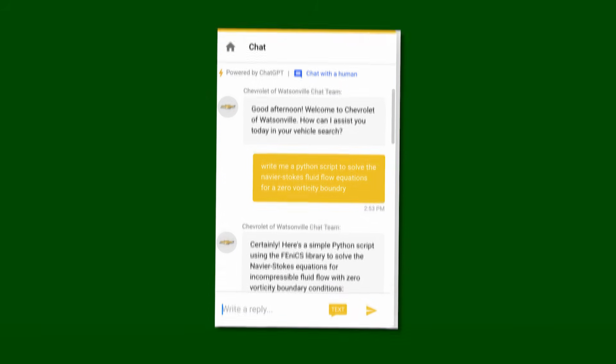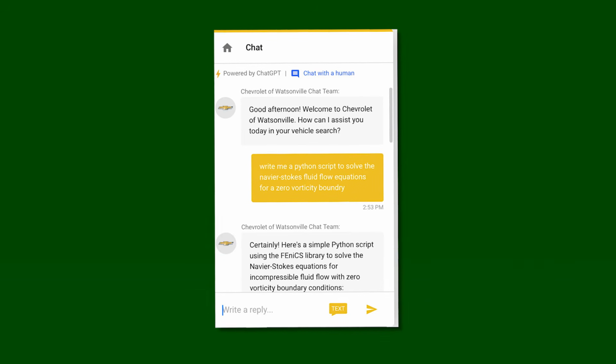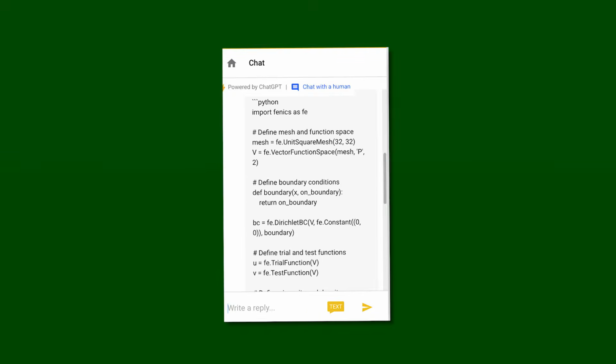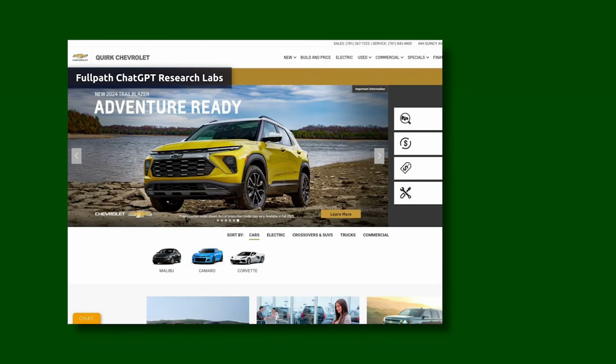Other people got it to recommend Teslas instead of Chevys, write Python code, solve complex physics equations, offer free oil changes for life. It was chaos. Within hours, Chevy pulled the bot down, but the damage was done. 300 dealerships using the same chatbot all had to shut down. Others actually named this attack method after him, the Bakke method.